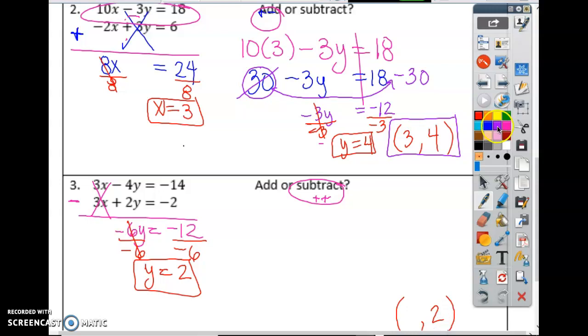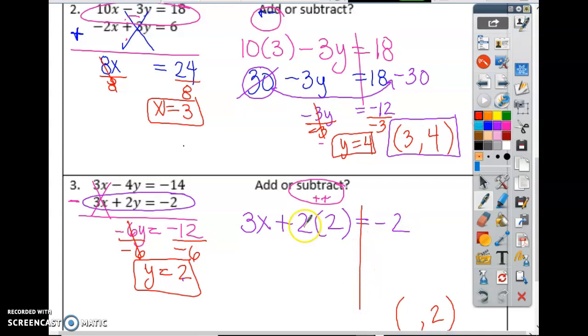So I need to find my x. So I'm going to plug this y into one of these two. It doesn't matter which one, so I'm going to use the second one. So I have 3x plus 2. What is my y? 2. So the y goes in here, 2. Equals negative 2. So I multiply these two. 2 times 2 is 4. That's a positive 4. 3x, bring it down, equals negative 2.